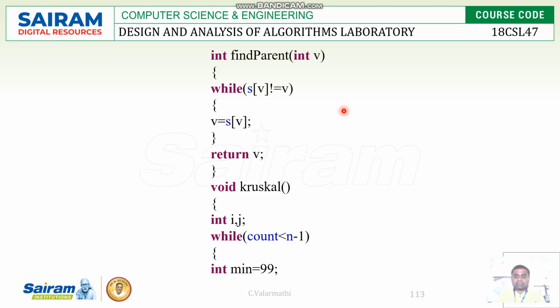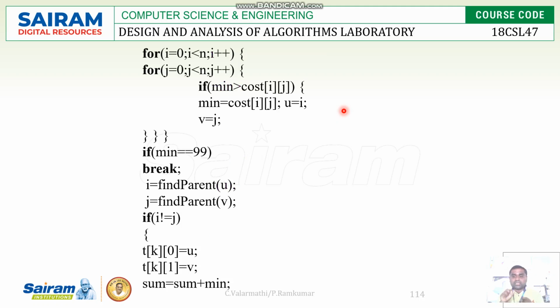Then I am defining the function. Next I am assigning the minimum value as 99, because for each and every edge we have to calculate the total cost. Then we have to sum up all the values, and that will be the result of Kruskal's algorithm. If the minimum value is greater than cost of ij, cost of ij means for the particular row and column, then the minimum value will be assigned the cost of ij, because we always have to choose the minimum cost to reach the destination.